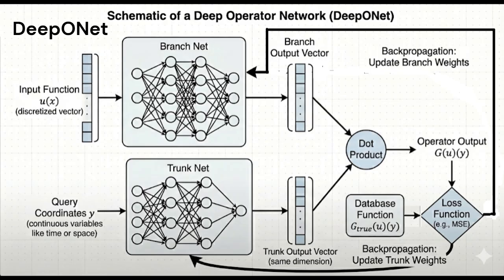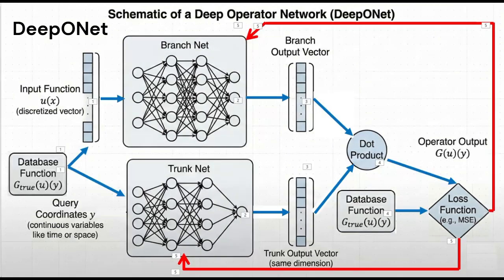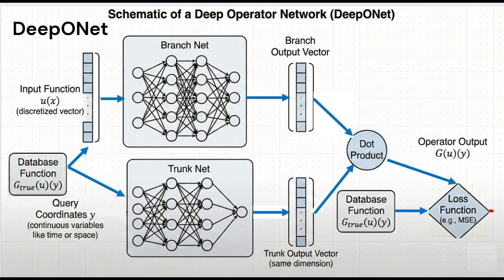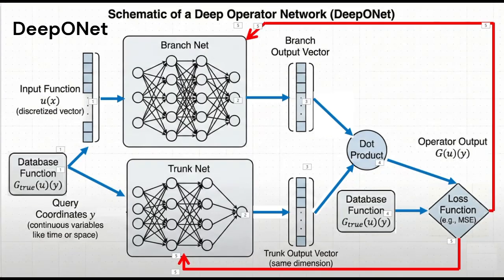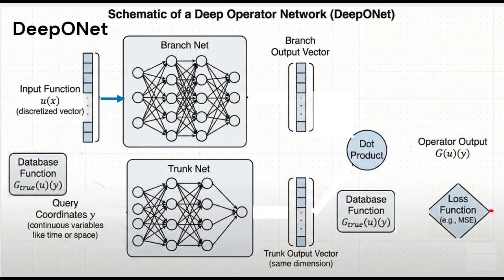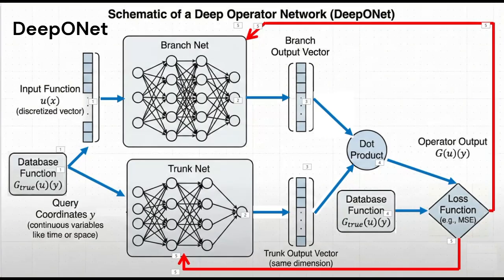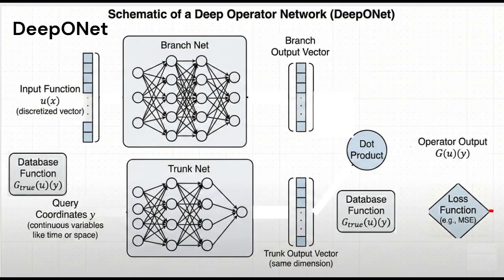The dual architecture. Unlike standard networks that push everything through one pipeline, DeepONet uses a clever two-pronged approach consisting of a branch net and a trunk net. The branch net, the what? This side takes the input function, a discretized vector representing our mask, and processes it into a branch output vector. The trunk net, the where? This is the brilliant part. The trunk net takes query coordinates, continuous variables like the specific spatial x and y coordinates on the wafer, and processes them into a trunk output vector of the same dimension.